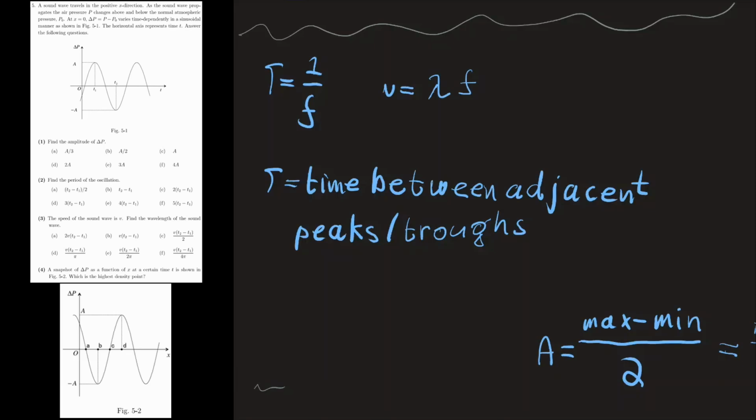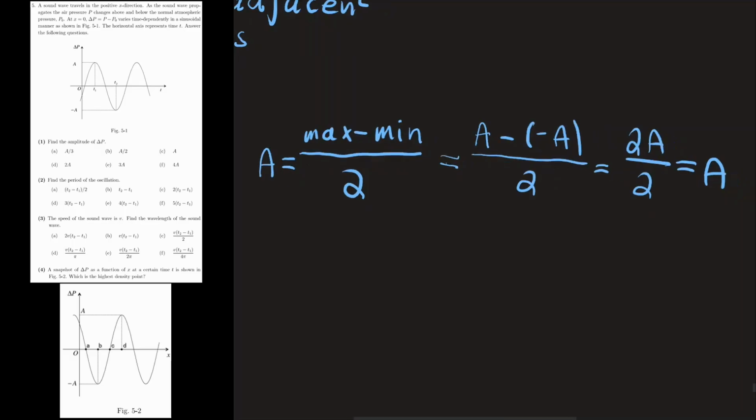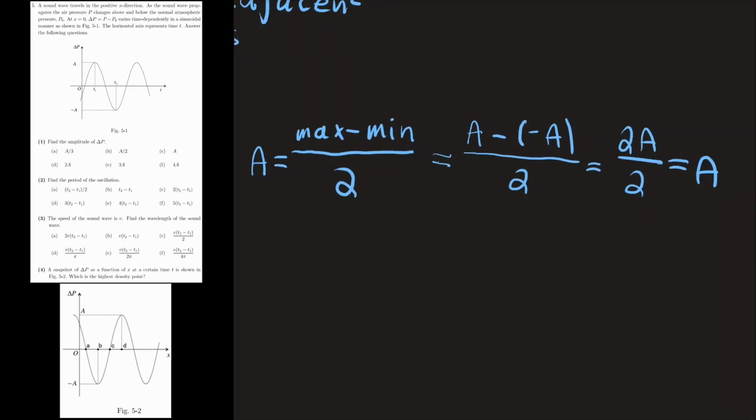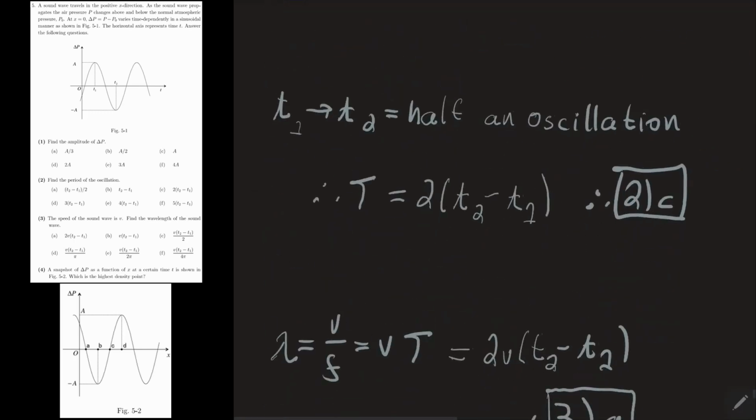But anyways, let's begin with part 1, which says find the amplitude and change in pressure. For this, you just look at the wave and see that its peak is at a value of A and its trough is at a value of negative A, meaning the amplitude must be equal to A, which is option C. If you want to be extra sure, then you can use the equation for finding the amplitude, which is the maximum minus the minimum divided by 2, and you'll find that it still just equals A. So our amplitude is equal to A.